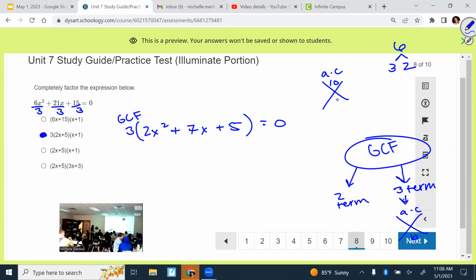What will go on the bottom, table 2? 7. What are two numbers that multiply to 10 that add to 7? 5 and 2. So GCF still lives out there. Right now, this is what my parentheses are. But notice if I FOIL these, I don't get 2x squared, I just get x squared. So that's why you have to divide by a from your factors. My a was what?